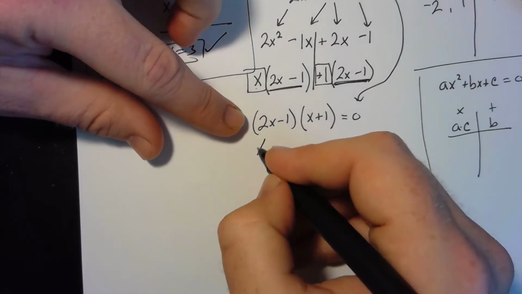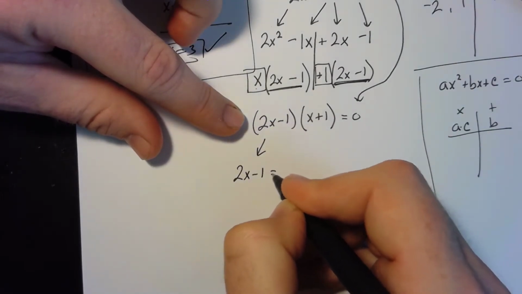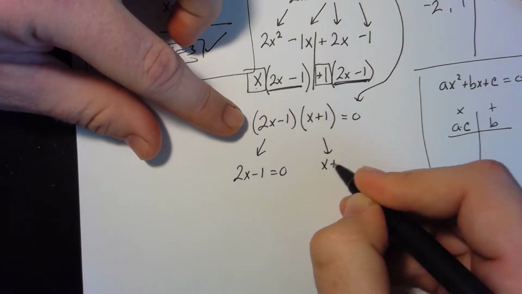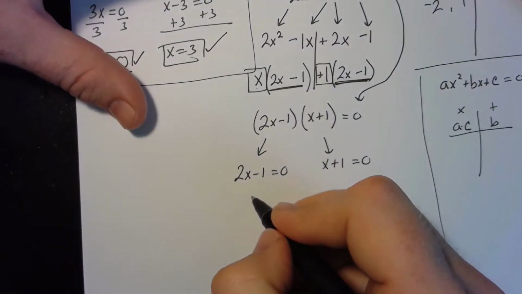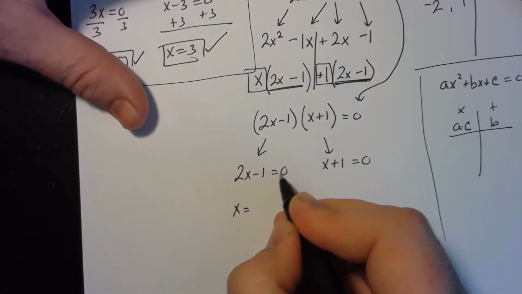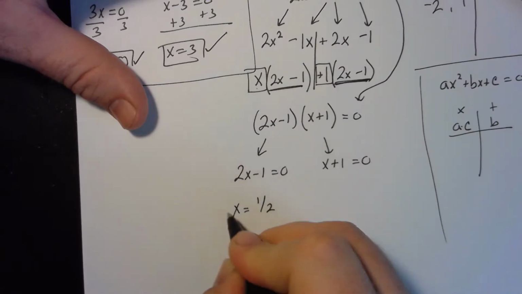And now, once it's equal to 0, 2x minus 1 equals 0, or by the zero factor property, x plus 1 equals 0, in which case x equals, I'm going to add the 1 and then divide by 2, 1/2.